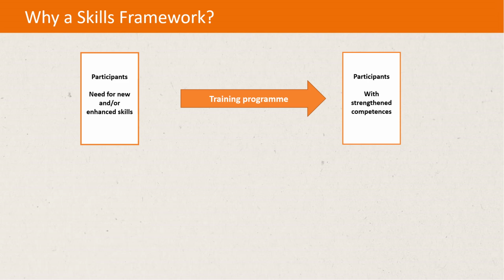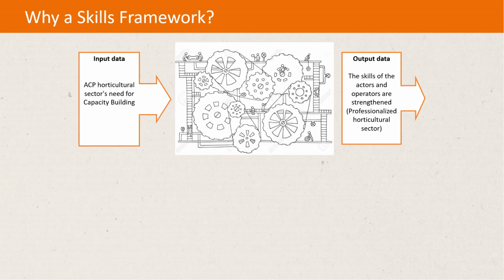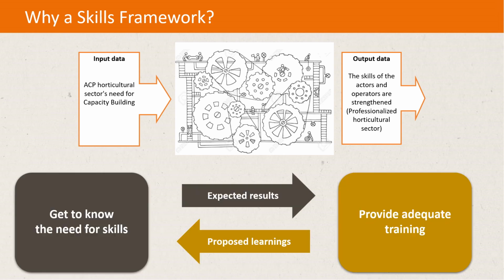And if we take a step back and look at the training system level, we can draw a parallel. We realize that in order to offer a range of training sessions that will enable the sector to become more professional and the various players to carry out their activities in the best possible way, we must know all the skills that need to be strengthened. It is on the basis of this need for skills that we can define the training to be offered and enable the players to achieve the results expected by the organization and more broadly by the sector.